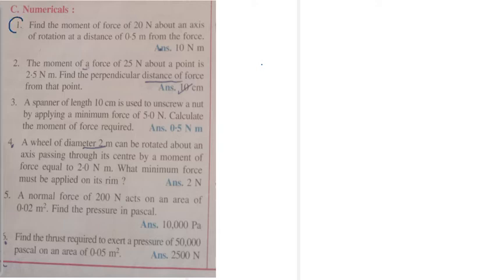So question number first is, find the moment of force of 20 newton about an axis of rotation at a distance of 0.5 meter, right? So solution to first: what is given, we will write here. We are given force F equal to 20 newton and distance D equal to 0.5 meter. So it is already in meter, we don't need to convert it anymore. So therefore moment of force we have to calculate.